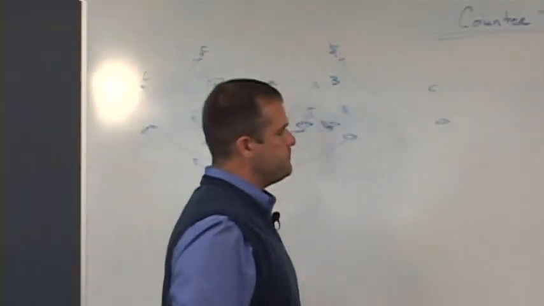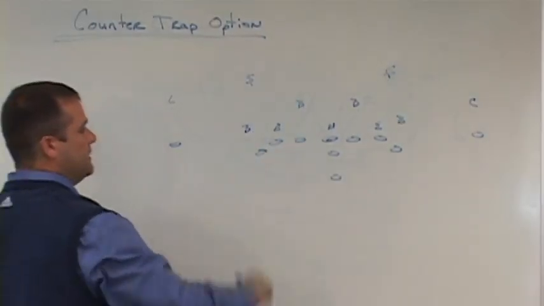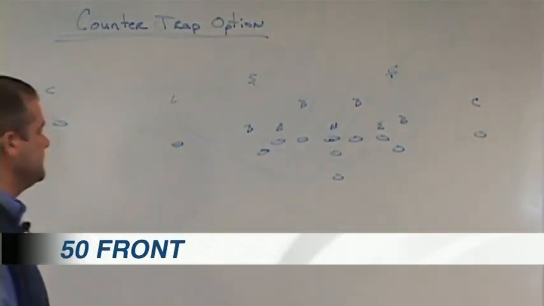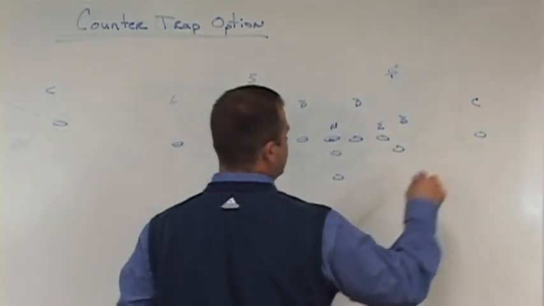Okay, let's look at running. We ran this to the left. Let's run this counter trap option to the right at a 50 front. Okay, let's look at this. A lot of similar concepts as far as we don't change a lot of our blocking schemes.